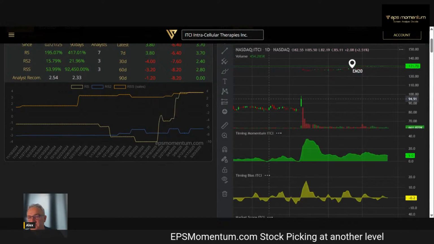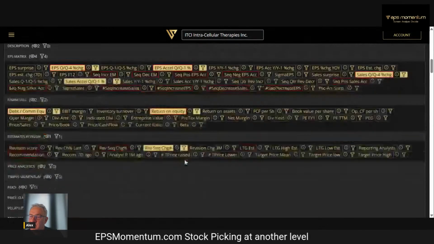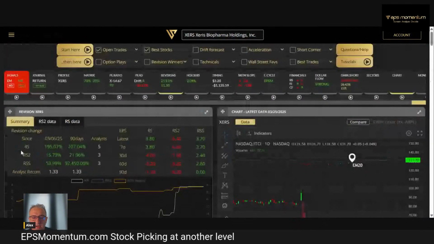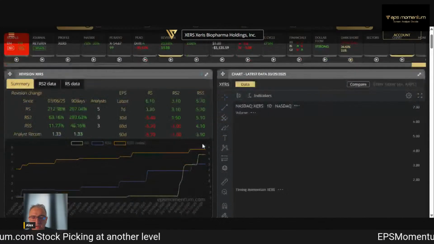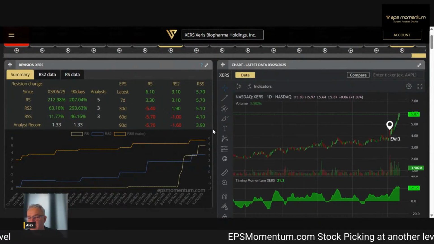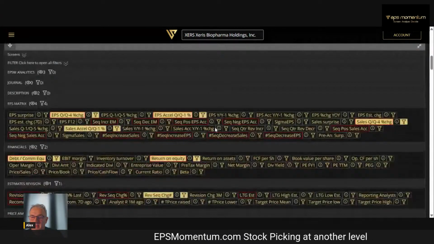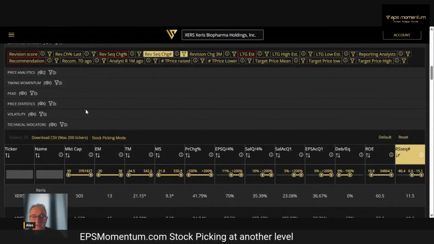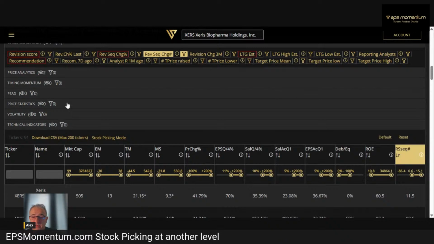All right, this one looks to have been acquired, so let's skip this one. Xeris Pharma. There you go. So interesting. Now, the other thing that you can use is one field, which is the outperformance from the S&P.